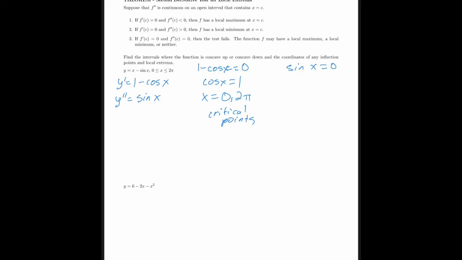Okay. And then we can set the other one equal to 0. Sine of x equals 0 to find inflection points. So sine of x equals 0 at 0, pi, and 2 pi. So these are our inflection points.